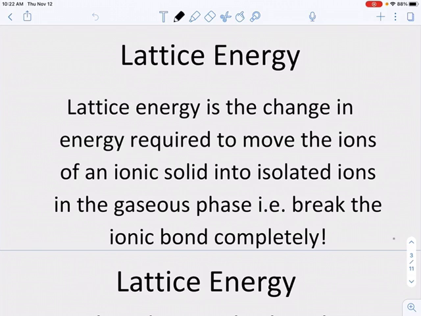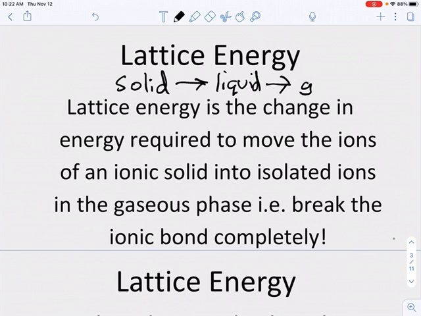So that means that if I were trying to calculate the lattice energy of salt, I would take some sample of solid salt and I would heat it up. I would heat it up first until it became liquid salt, and then I would keep heating it up until it actually became gaseous salt. So I'd have to get it really hot. But if I did this, I could calculate exactly how much energy was required to take it from a solid to a gas, and then I could calculate the exact lattice energy of the salt that I vaporized.